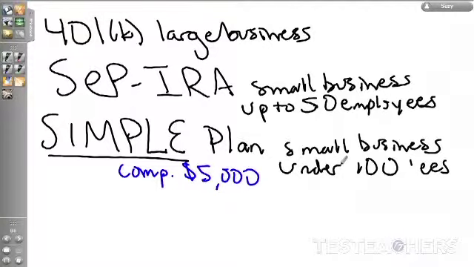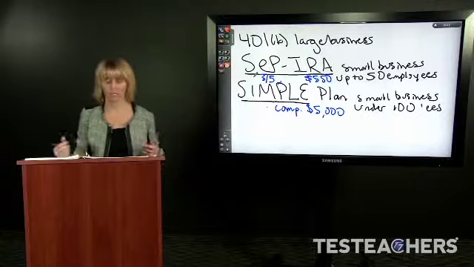So what was the compensation requirement on the SEP IRA? It was $550, and 3 of the 5 years was a rule as well. So these do have some unique eligibility guidelines.